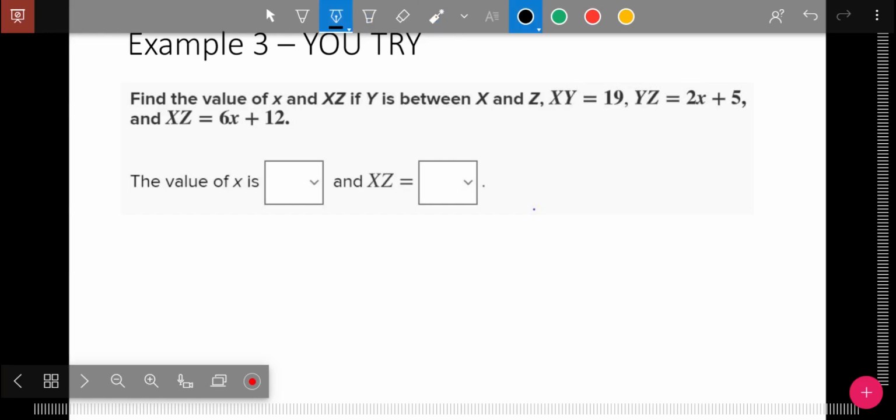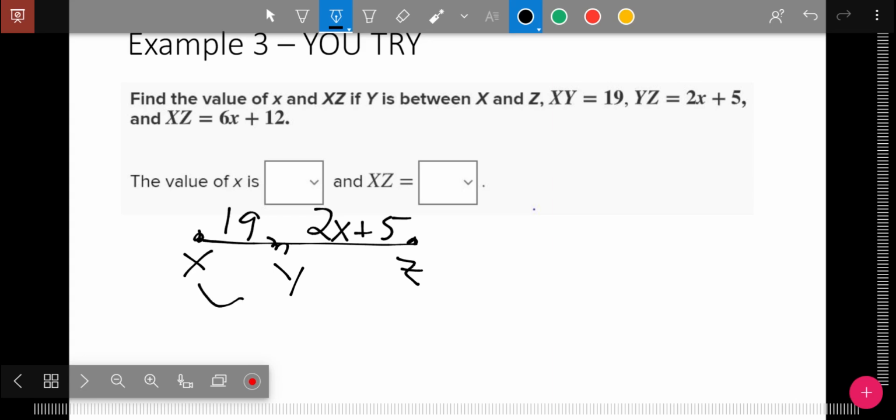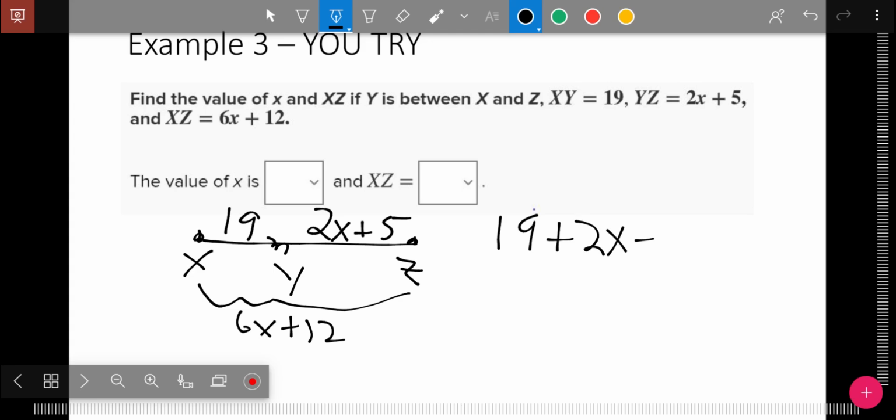All right, let's see what you came up with. I'm going to just draw it out real quick for myself. So I have x and z and y somewhere in there. And then the one part it said was 19. And this part it said was 2x plus 5. And then it said the whole thing was 6x plus 12. And so for me, I would do 19 plus 2x plus 5 equals 6x plus 12.